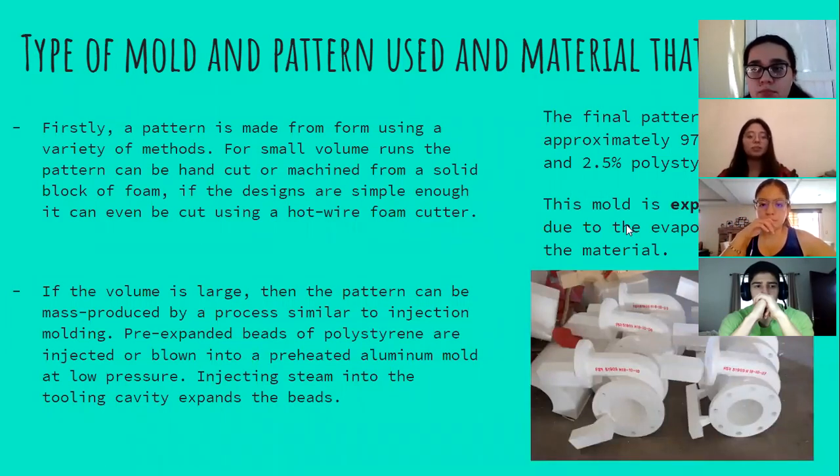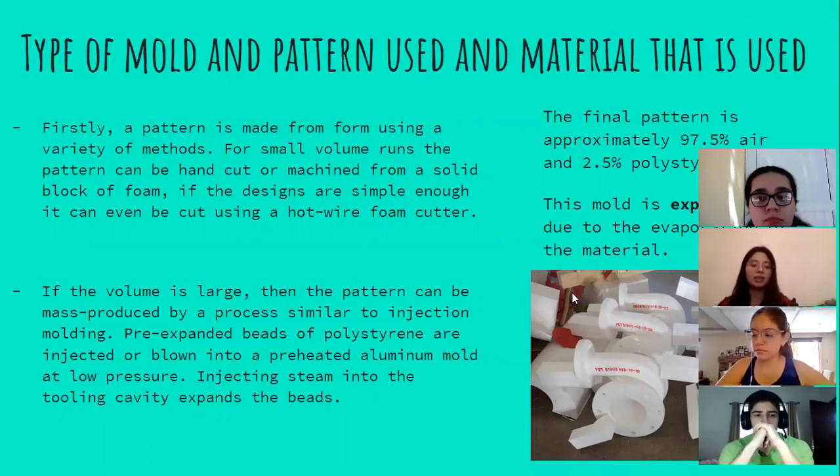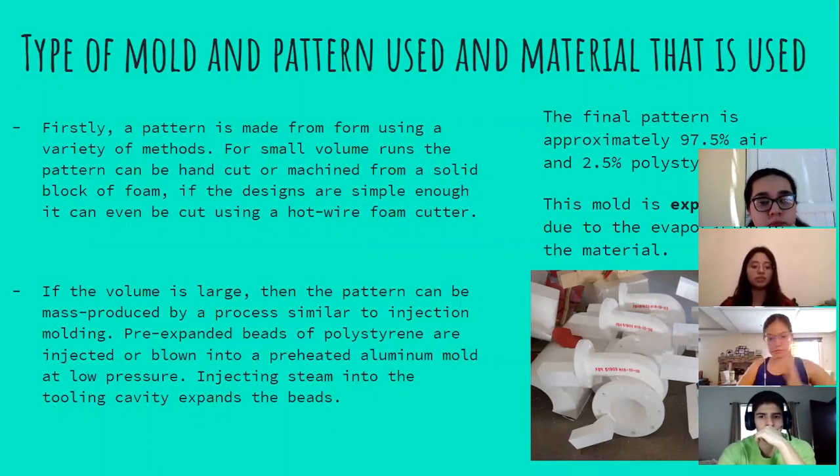Type of mold and pattern used and materials that it's used. Firstly, a pattern is made for a mold using a variety of methods. For small volumes, a pattern can be cut by hand, machined from a solid block of foam. If the designs are simple enough, it can even be cut using a hot wire or a foam cutter. Though, if the volume is really large, the pattern can be mass-produced by a process similar to injection molding.